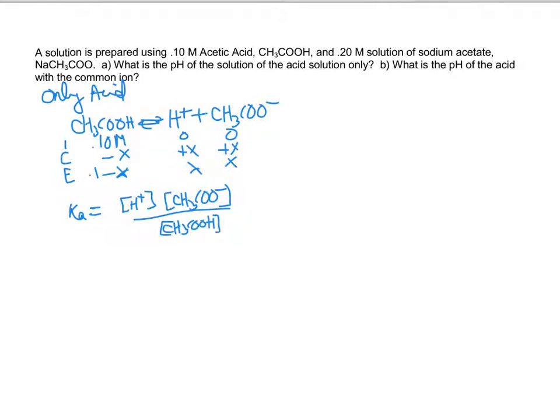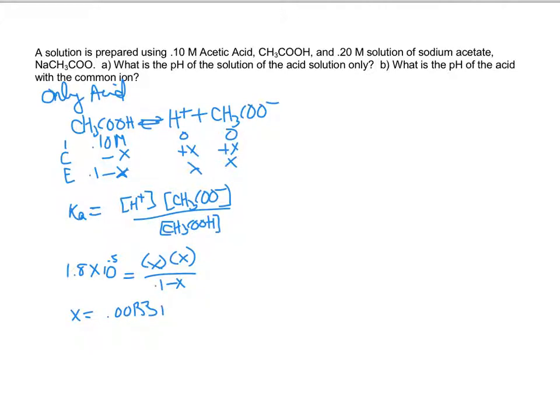All right. The Ka value, you would look that up. For acetic acid, we've used it so much, you might have it already memorized. Not that you would need to. It's 1.8 times 10 to the negative fifth. That is equal to X times X over 0.1 minus X. And plug that into your calculator. You get that X is equal to 0.00133 molar.